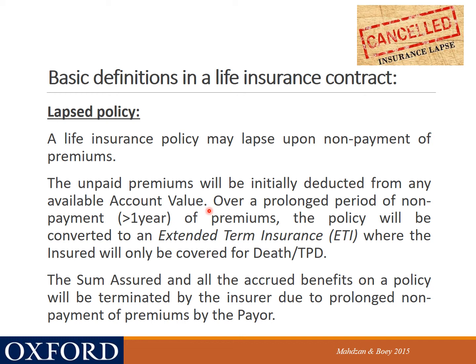So if someone, say, unintentionally stops paying premiums, the insurance company will automatically take from the account value to pay for the future premiums. However, after a prolonged period of non-payment, for example, more than 1 year, the policy will be converted to an extended term insurance, where the insured will be covered only for death or TPD, total permanent disablement. So we'll have a look at what this ETI insurance is in a while.